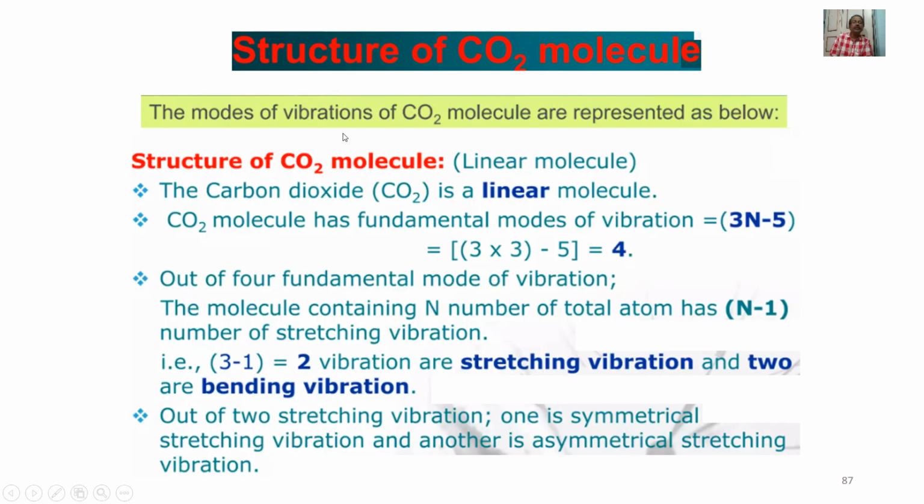Structure of the CO2 molecule. The modes of vibration of the CO2 molecule are represented as below. The carbon dioxide is a linear molecule. And just now we studied the modes of vibration using the formula 3n minus 5, which is 4. So out of 4 fundamental modes of vibration, the molecule containing n total atoms has n minus 1 stretching vibrations, which is 2. So 2 vibrations are stretching vibrations and the remaining 2 are bending vibrations.